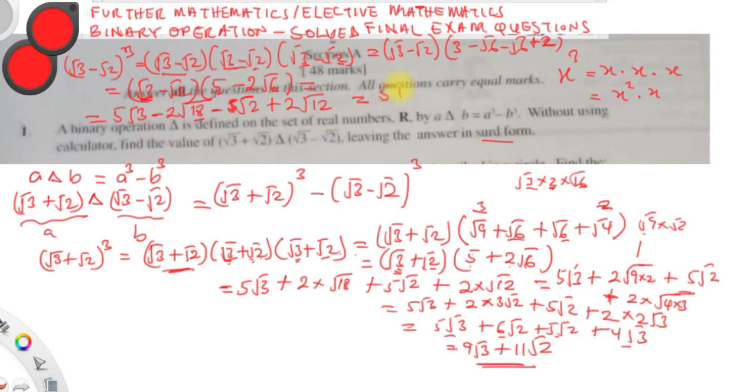They are not reduced as we did for the first one. So we get 5 root 3. Then minus 2 root 18. 18 is 9 times 2. And then we have minus 5 root 2, then plus 2 root 12. 12 is what? 4 times 3. Okay. Yes. So let's move on.